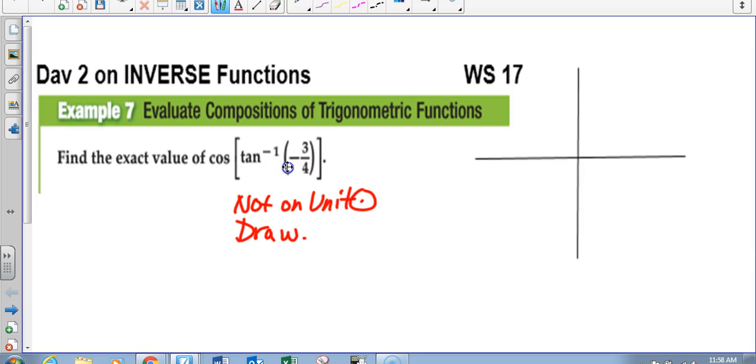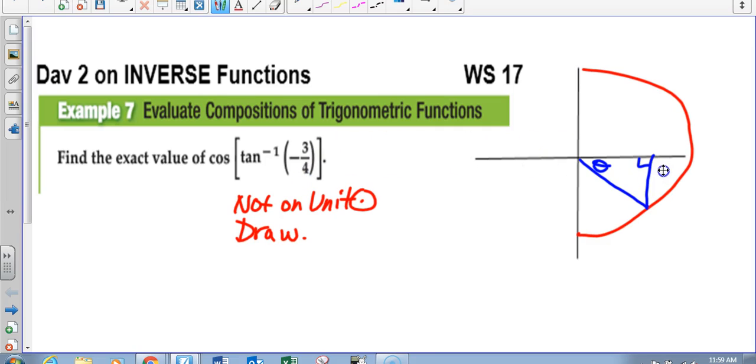Inverse tangent is in what 2 quadrants? 1 and 4. Okay. Inverse quadrant is over here. Where would it be negative, in 1 or 4? 4. So we're going to draw a triangle down here in quadrant 4. That triangle has a tangent of negative 3/4. Where would I write those numbers on my triangle?